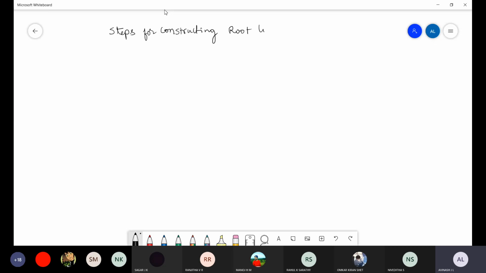Steps for constructing root locus, continued. Okay, why? Because in the last session we have seen 6 steps.